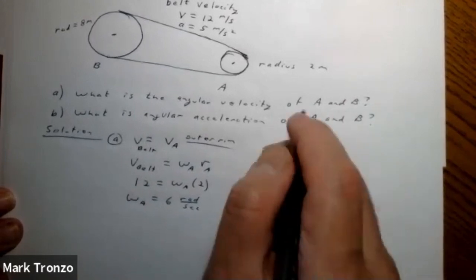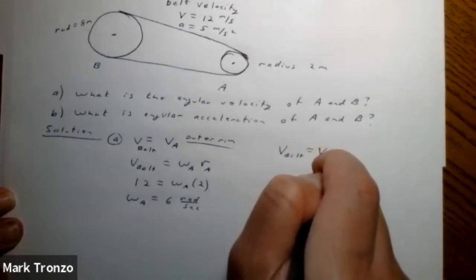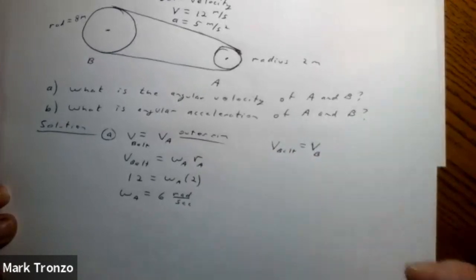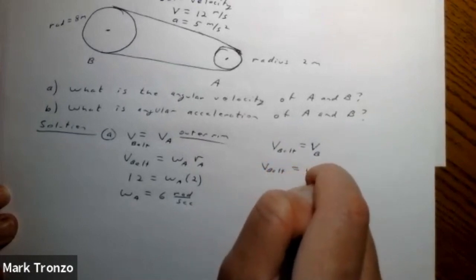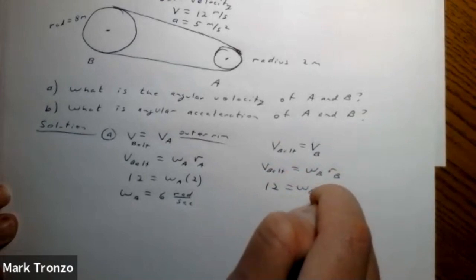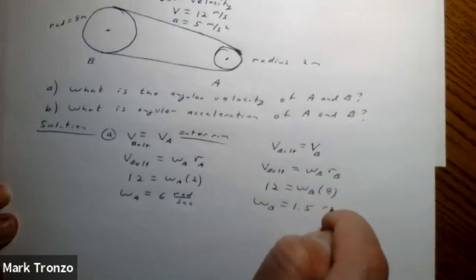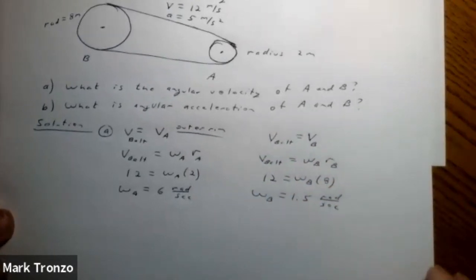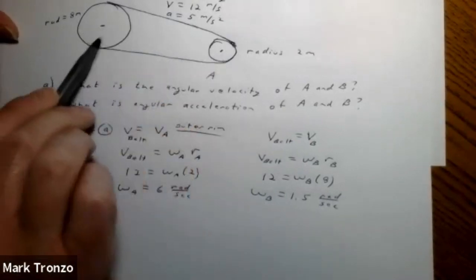Similar thing with B: the velocity of the belt is equal to the velocity of the outer rim of B. So the velocity of the belt is equal to omega B times R B, which is 12 = omega B times 8. If you solve for omega B, that's 1.5 radians per second. Any questions on that? The main idea is the belt is always going to go the same velocity as the outer rim.